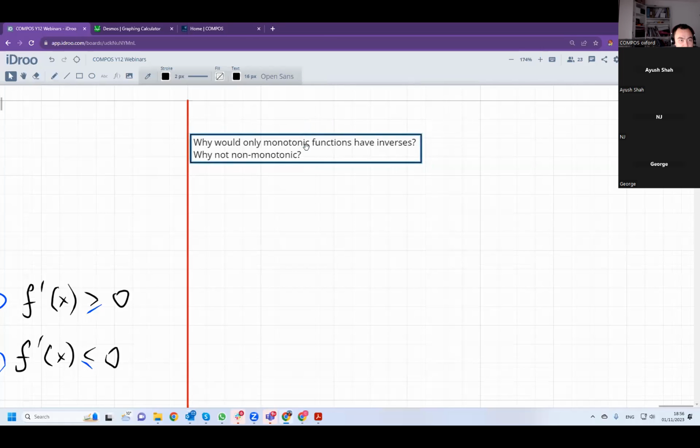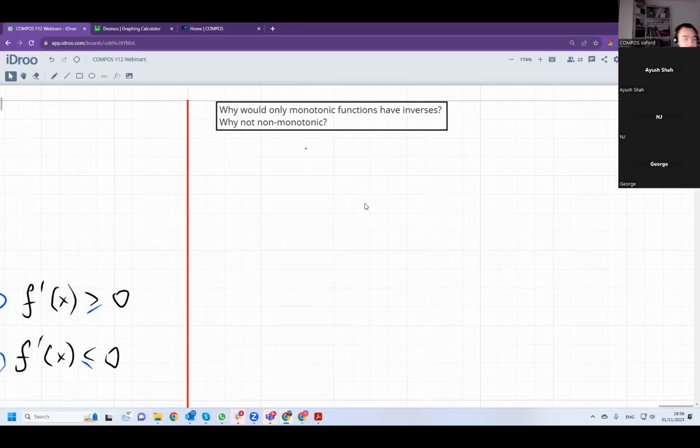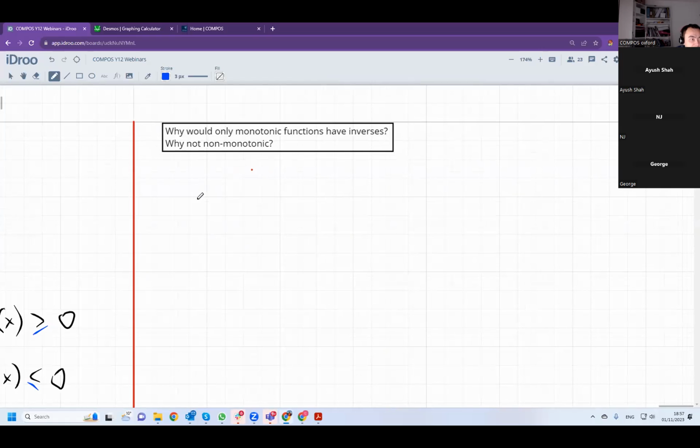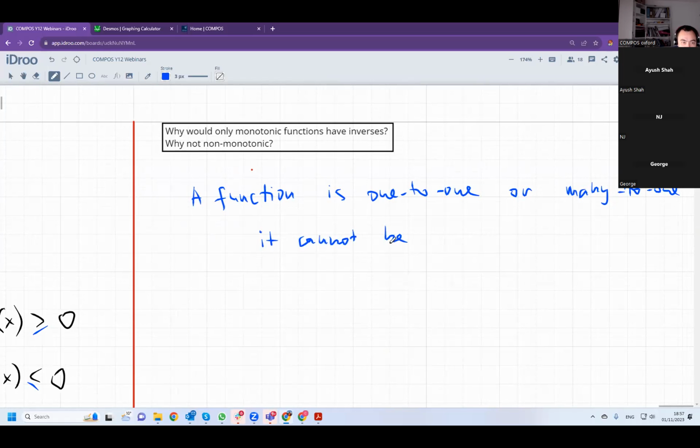Right. A function is one-to-one or many-to-one. It cannot be one-to-many. Many, what does that mean?